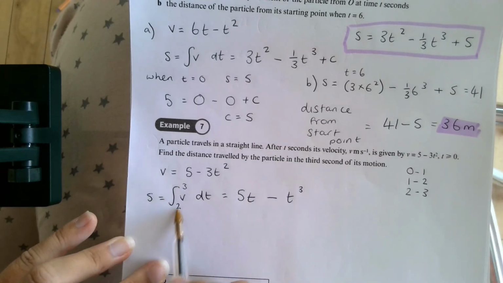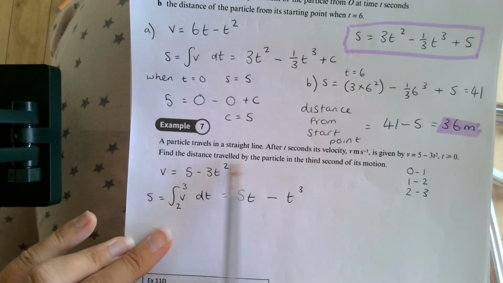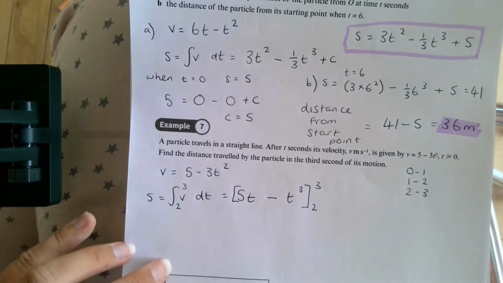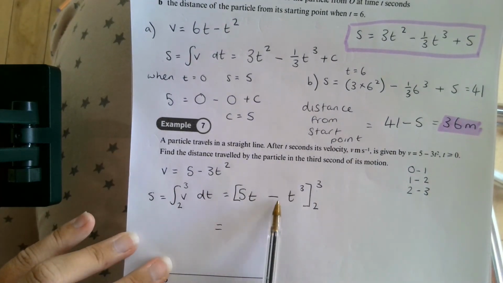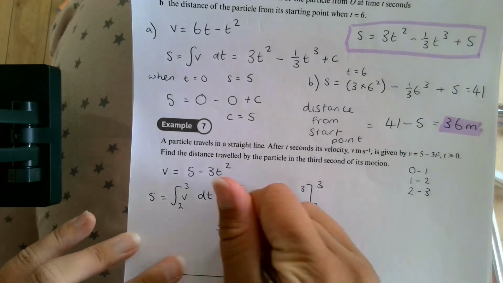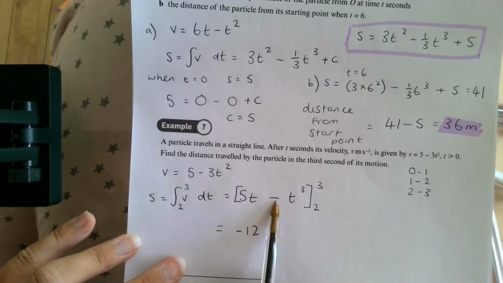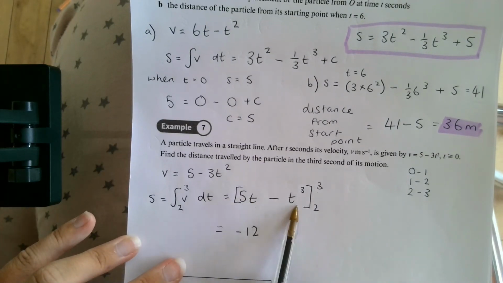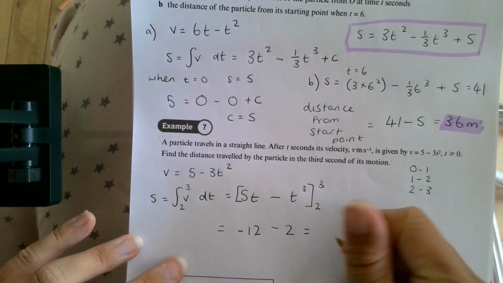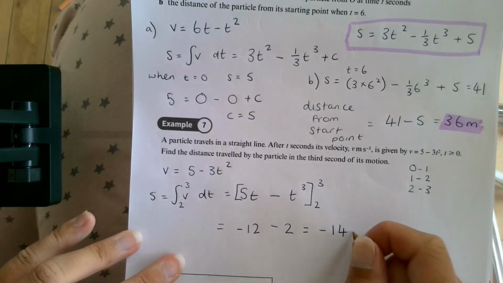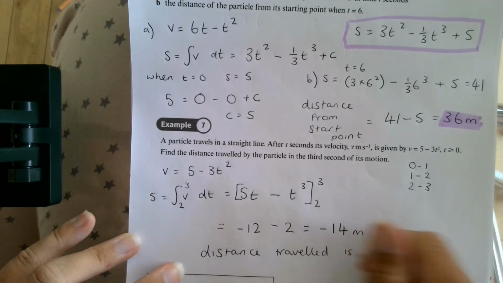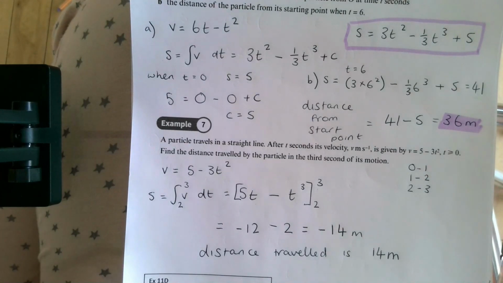So I need to integrate between those limits because I'm only interested in the distance travelled in the third second. So I'm integrating between t equal to 3 and t equal to 2. If I substitute 3, I've got 5 lots of 3, take away 3 cubed, that's 15 take away 27, so negative 12. Then I've got 5 lots of 2, take away 2 cubed, so that's 10 take away 8, that's 2. I'm taking away 2, and therefore I get negative 14. So negative 14 metres is the displacement, but they're only asking for distance, so the distance travelled in the third second is 14 metres.